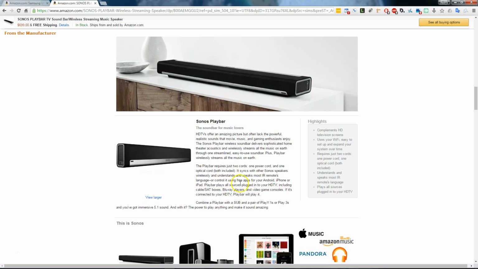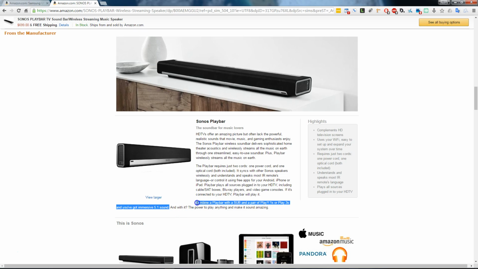Playbar plays all sources plugged into your HDTV, including cable and SAT boxes, Blu-ray players, etc. If it's connected to your HDTV, Playbar will play it. And there's a nice little alliteration here. Playbar will play it. Combine a Playbar with a sub or a pair of Play 1s or Play 3s and you've got an immersive 5.1 sound.